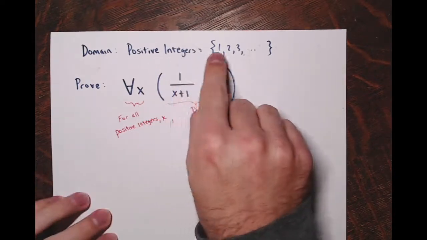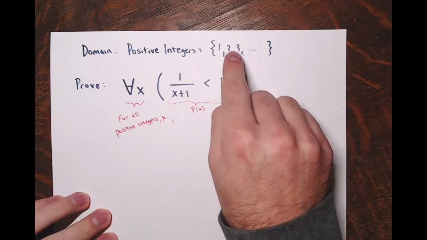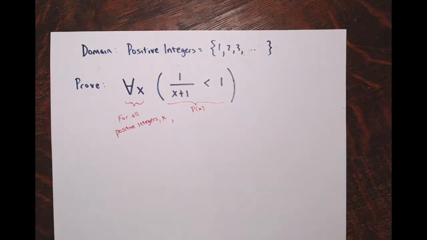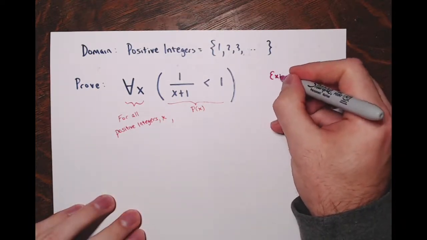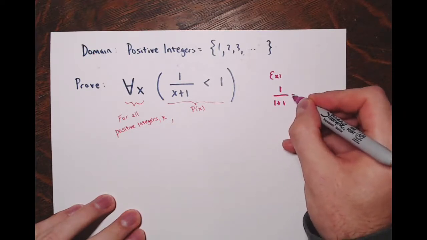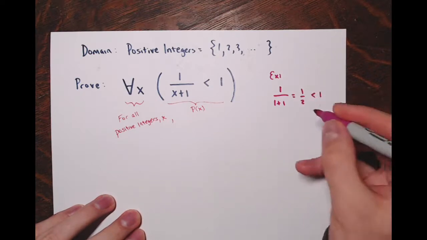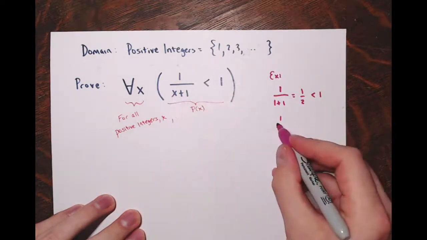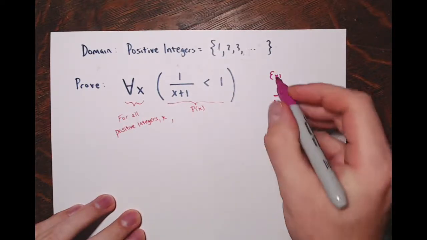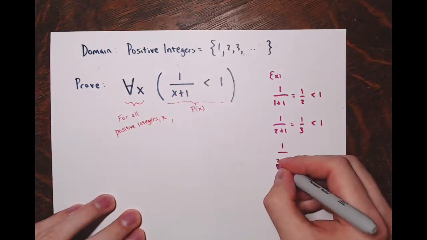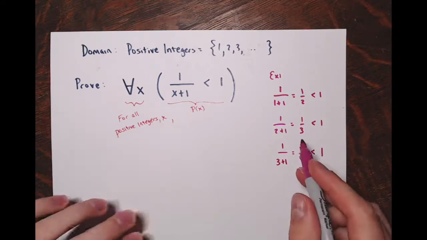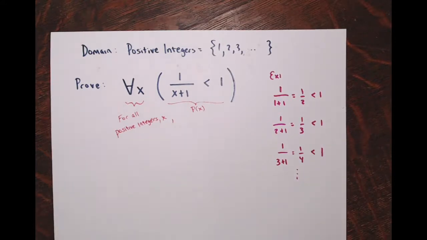So here, the domain is infinite. Right. There are infinitely many positive integers. So I can't just do a couple examples. If x were equal to 1, 1 divided by 1 plus 1, that's a half, which is definitely less than 1. Replace x with 2. 1 divided by 2 plus 1 is 1/3, which is definitely less than 1. Replace x with 3. 1 divided by 3 plus 1 is 1/4, which is definitely less than 1. That's not a proof.